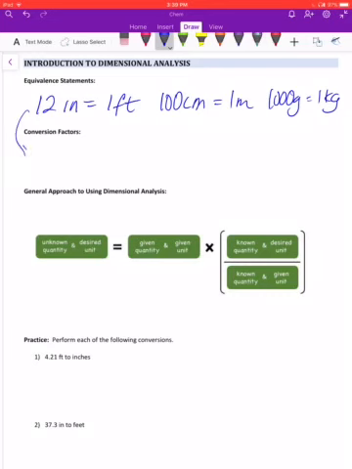So for any equivalent statement, I can write two conversion factors. And the conversion factor is just a ratio. So I'm going to take that equivalent statement and I can write it with one side on top and one on the bottom, or I can flip those and I can put the 1 foot on top and the 12 inches on the bottom. And these are the things that are going to be useful to us, having them in this ratio form. The approach we're going to use is highlighted down here in the green boxes.